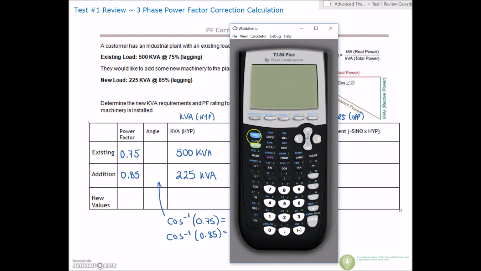So we've got second function, cos of 0.75, close brackets, gives us an angle of 41.41 degrees. Okay, make sure your calculator's in degrees. Sometimes your calculator's in radians and it gives you the wrong angle. So 41.41 degrees.